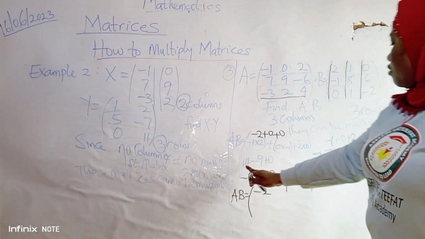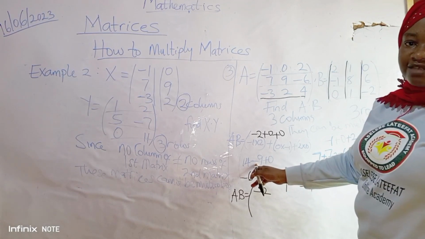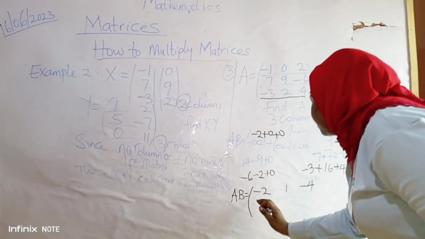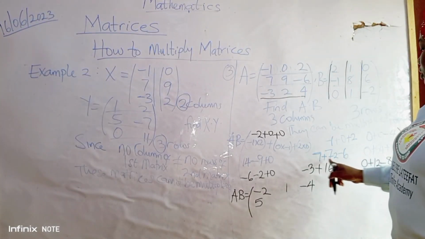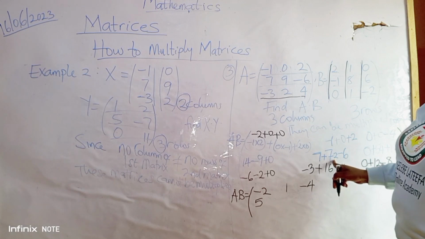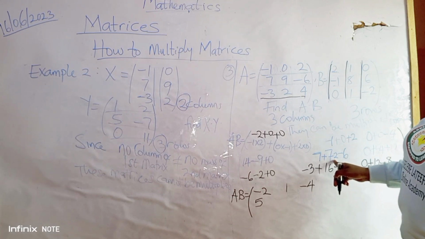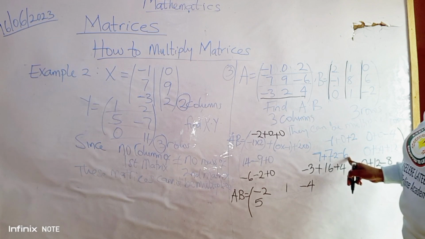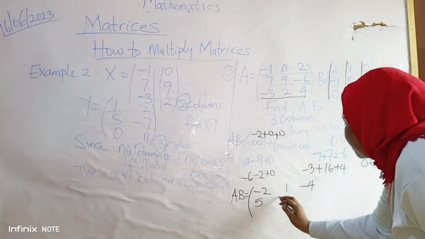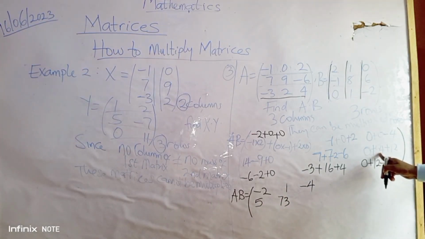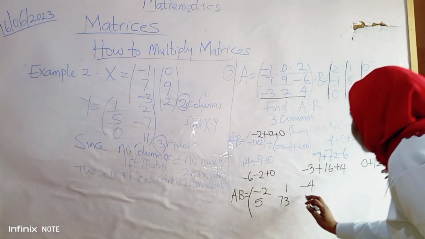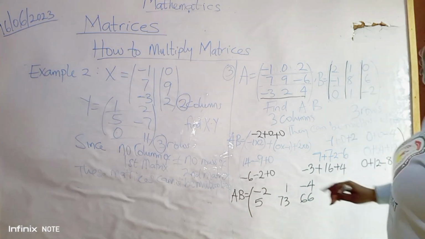Now here I have 14 minus 9, that is 5. Plus 0, 5. 7 plus 72, that is 79. 79 minus 6, that is 73. So I have 73 here. 0 plus 54, 54. 54 plus 12, that is 66. So I have 66 here.